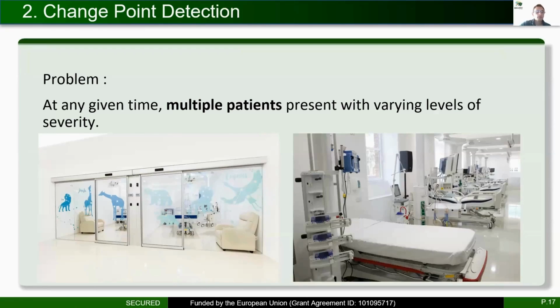The second one that I wanted to talk about is the change point detection. So here you can see real images of the setup in the intensive care unit of our hospital. And the problem here is that at any given time, we have multiple patients, but not all of the patients have the same level of severity. Maybe some of them are stable, some of them are really critical, and the staff knows it, or maybe they are critical and the staff doesn't know it yet, right?